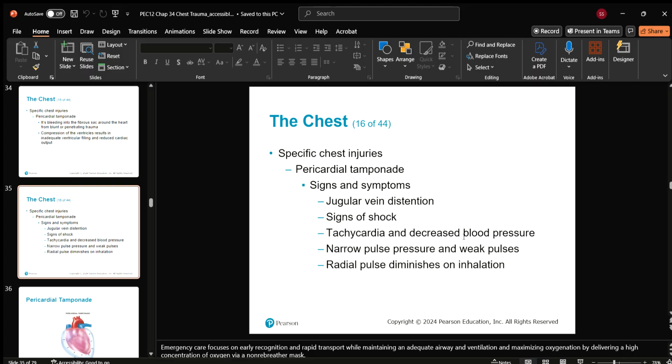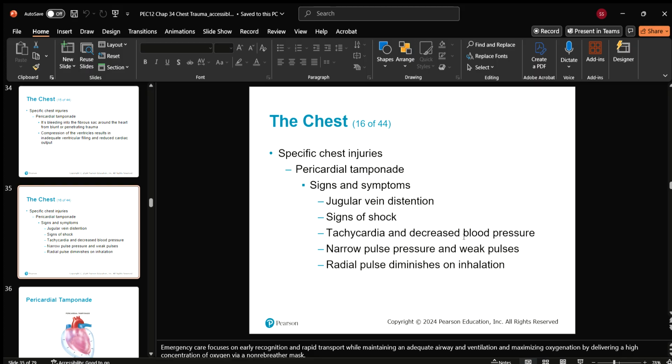So these individuals will most likely have clear breath sounds, unless they have associated injuries of their chest wall or lungs as well. But let's say you have a 22-year-old male that was out at a bar and he gets into an altercation and he's stabbed in the left chest, approximately a couple of centimeters to the left of the heart. Actually, let's just say he was stabbed in the heart.